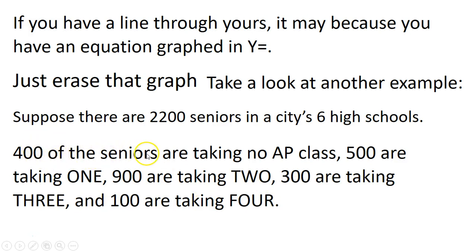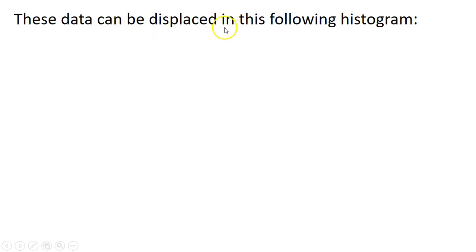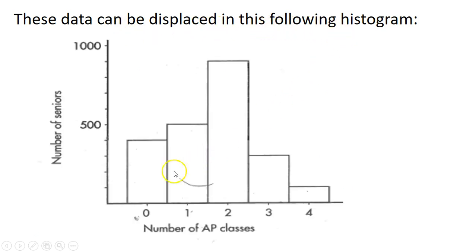So we got 400 seniors with 5, 9, 3, 1, all the way up to 2,200. These data can be displayed in the following histogram, shown with 0, 1, 2, 3, 4. Okay, so there you go, and then the amount that they have, right up against each other. That's all. It's a histogram.